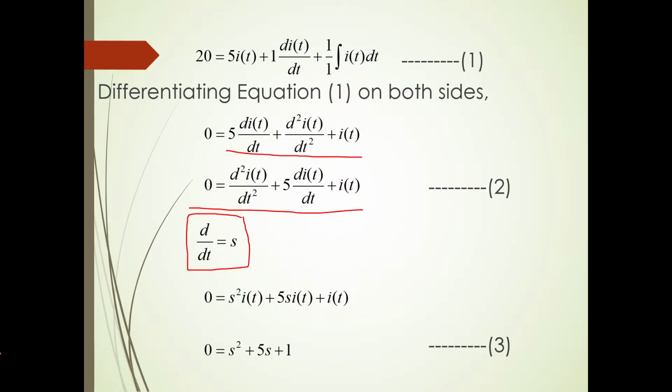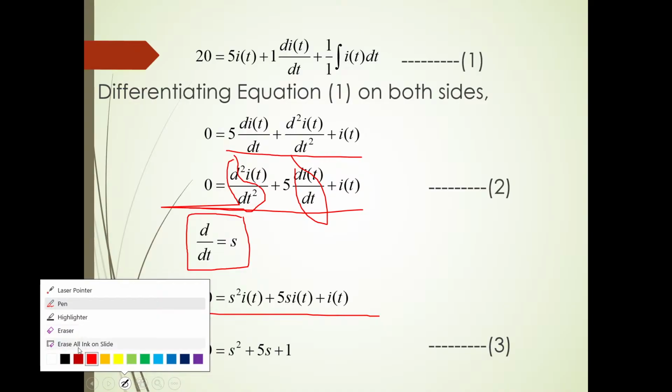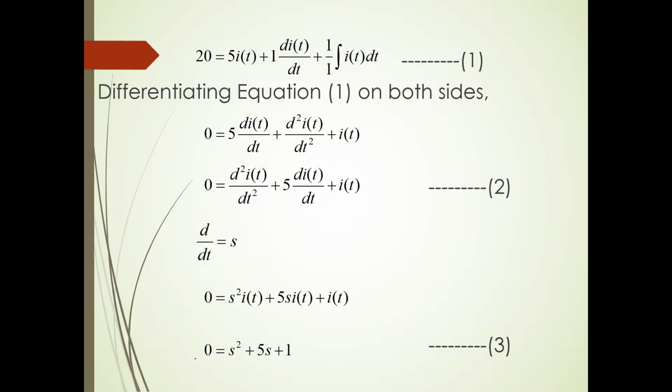So if you substitute s instead of d by dt, equation 2 will become somewhat like this: 0 equals s square i of t, since d square by dt square becomes s square, and d by dt becomes s, so 5s i of t, plus i of t. And you can take i of t common and send it to the other side, it will become 0. So 0 is equal to s square plus 5s plus 1, which is a quadratic equation. If you have a quadratic equation, you know how to determine the roots. So consider it as equation 3.